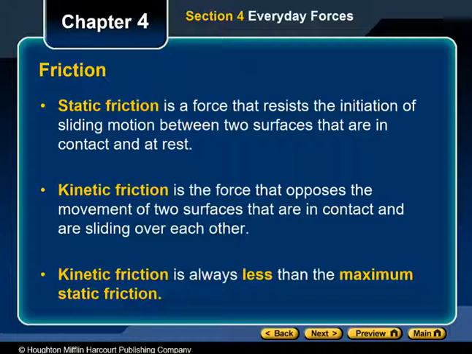When the applied force is as great as it can be without causing the jug to move, the force of static friction reaches its maximum value, represented as F sub S max.